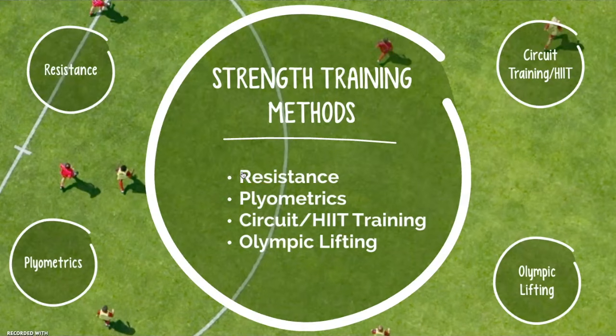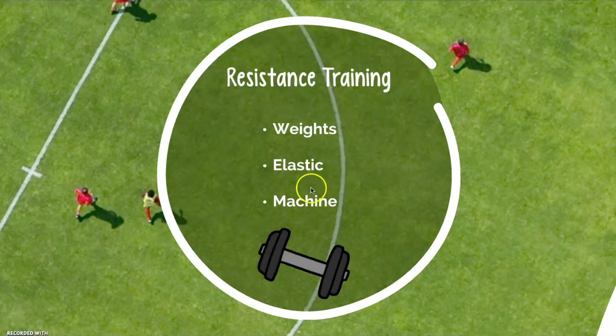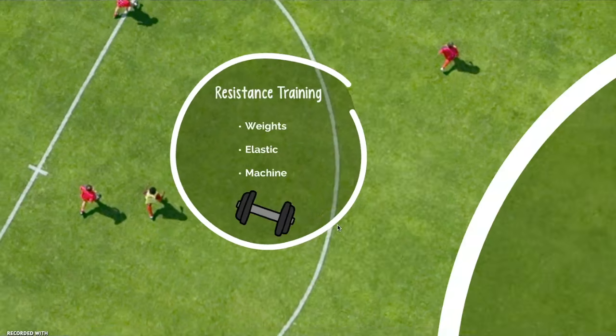Next, we move on to strength. Strength training methods include resistance, plyometrics, circuit or HIIT training, and Olympic lifting. First, we have resistance training. This involves weights, elastic, and machine. This equipment is common in most gyms.